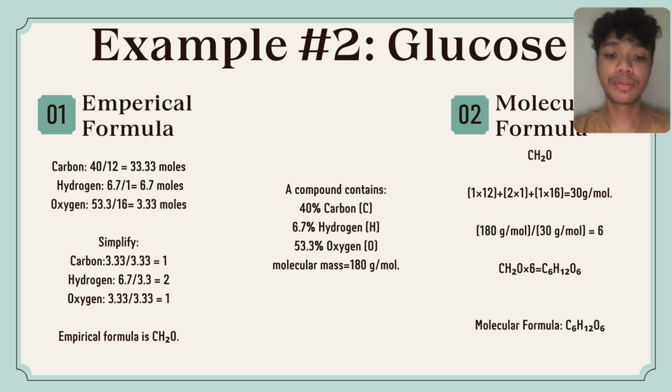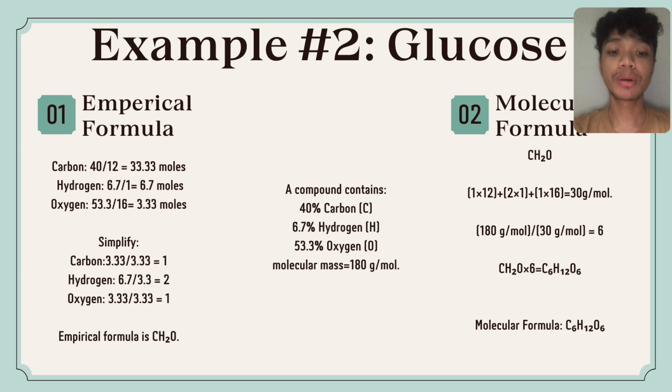So to find the molecular formula, first calculate the mass of the empirical formula CH2O. So 1 times 12 plus 2 times 1 plus 1 times 16 equals 30 grams per mole. Compare the molecular mass, 180 grams per mole, with the empirical mass, 30 grams per mole. So 180 divided by 30 equals 6.